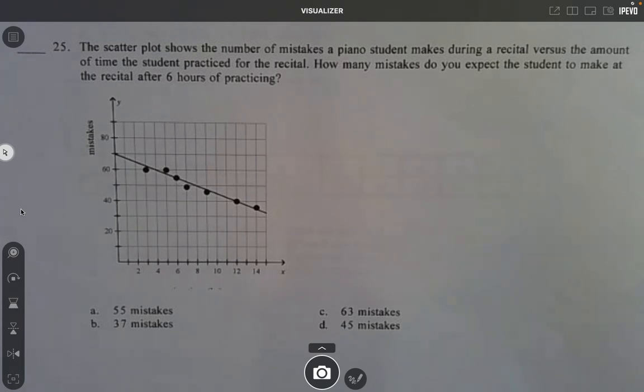It just says, how many mistakes do you expect the student to make after 6 hours of practicing? X is always time. Whether it's hours, minutes, seconds, days, months, years, X is always time when you see time. So we are over to 6 hours, that's right here. And how many mistakes do you think that is? 55. What number would that be at? About 55. Okay, 6 hours would be about 55 mistakes.